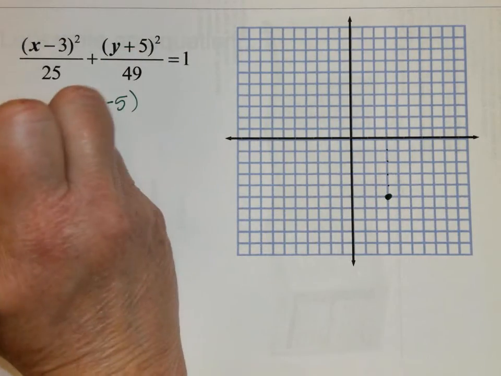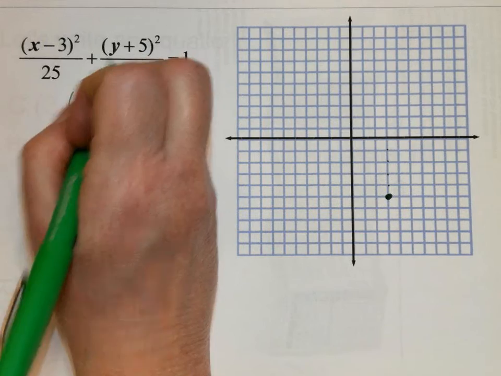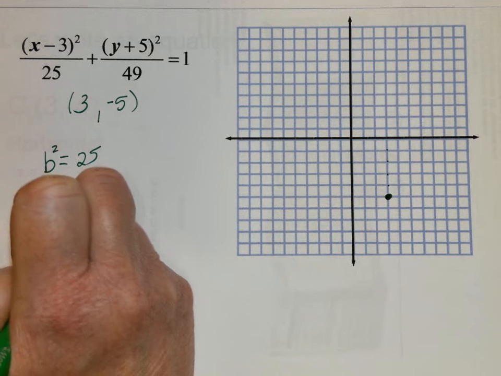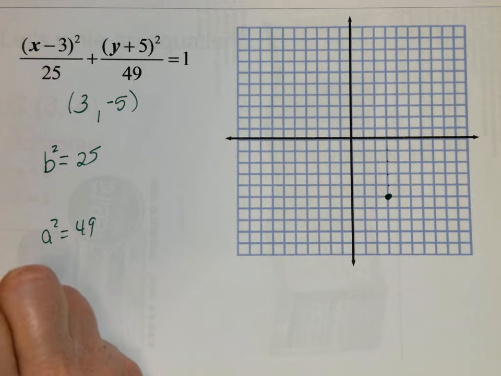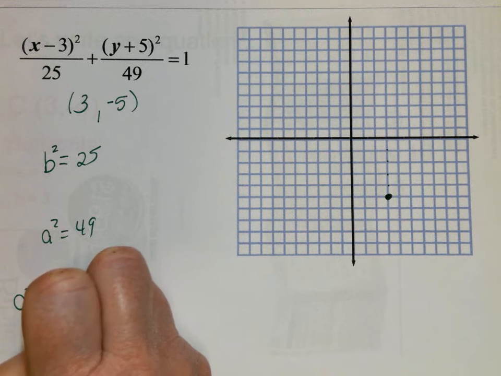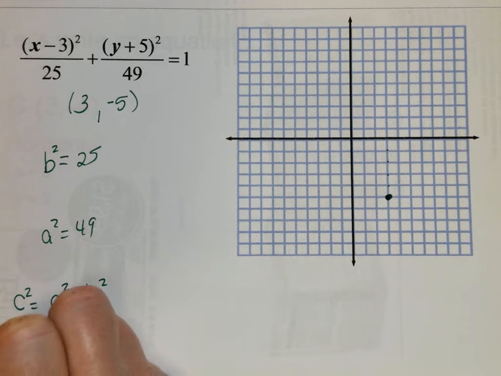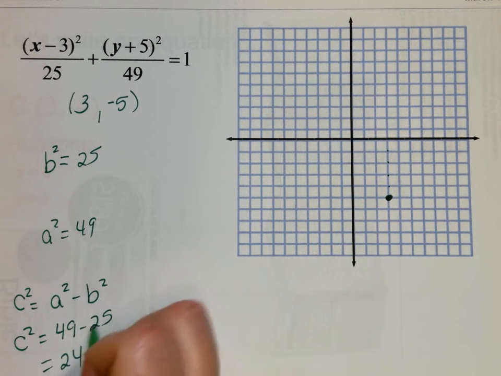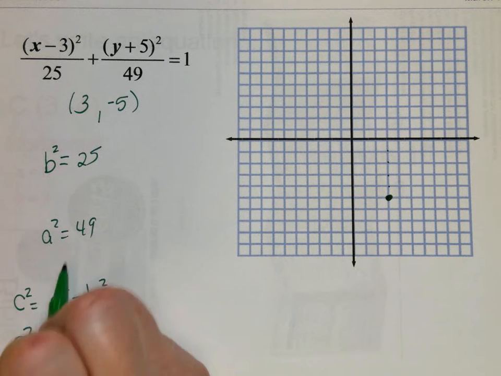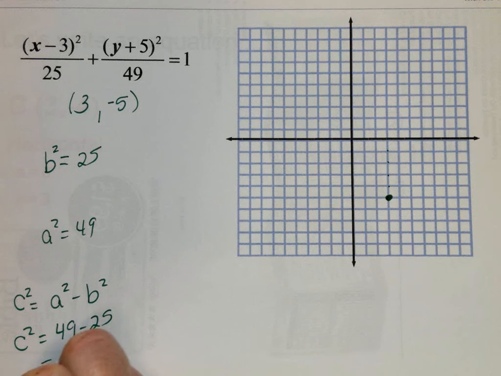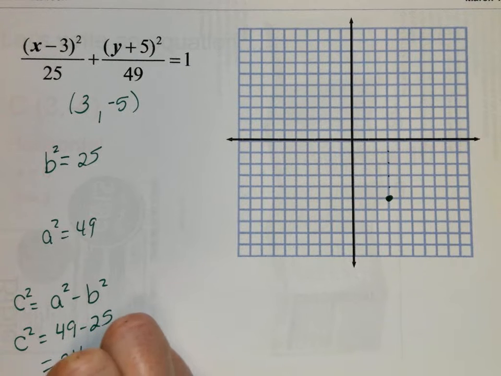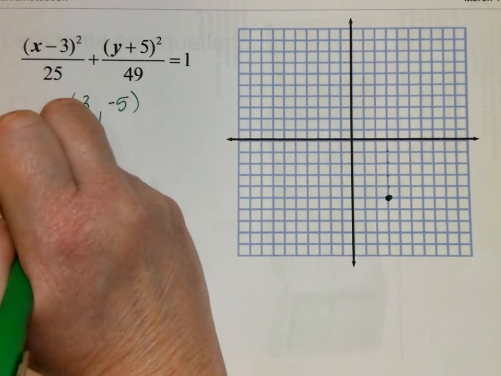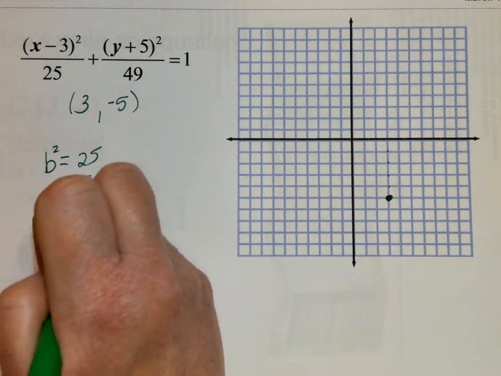My A's and B's, well, I can see this bigger one is 49, so B squared must be 25, and A squared must be 49, and again, C squared is A squared minus B squared, so C squared is 49 minus 25, or 24, which is just shy of 25, so those are going to be really close. So here we go. This is almost 5, so we're going to call it, just for simplicity's sake, 4.9. Close enough to get me where I need to be. Square root here is 5. Square root here is 7.